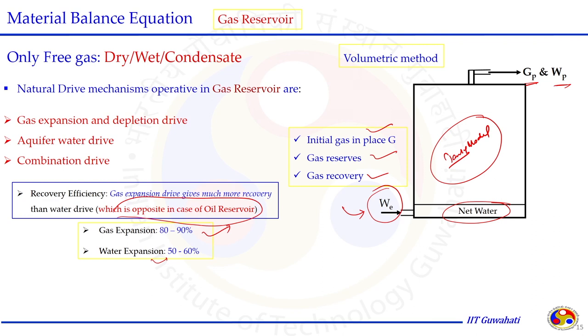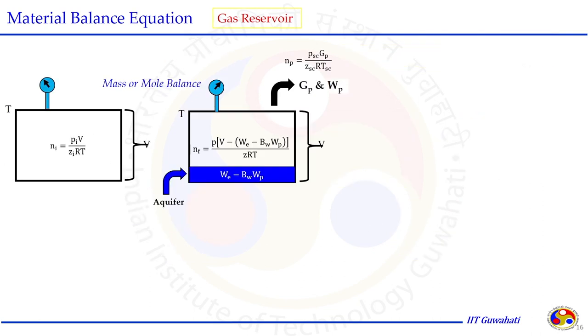The same set of equations can be established, and the linearity or straight line concept can be implemented to know the unknowns. In case of the gas reservoir, we have this BG, that is the gas volume formation factor, that can be expressed in terms of the temperature, pressure and the compressibility factor. So the compressibility factor comes into the picture in case of the gas reservoir. So let us do the mass or mole balance for the gas reservoir.